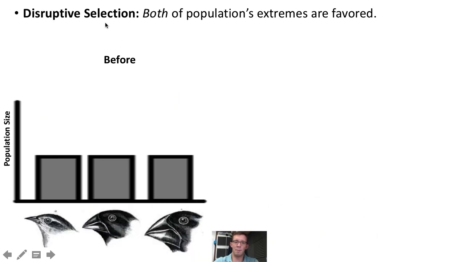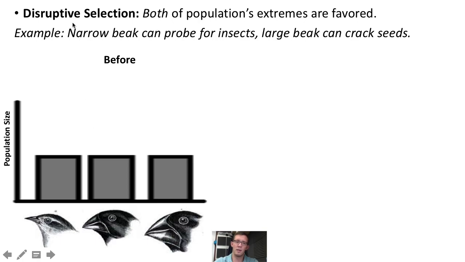And last, there's the opposite type of selection, disruptive selection, when the extremes of a trait are favored and the middle is disfavored. So for example, in certain bird populations, having a narrow beak allows a bird to probe for insects, whereas having a really large beak allows birds to crush seeds.